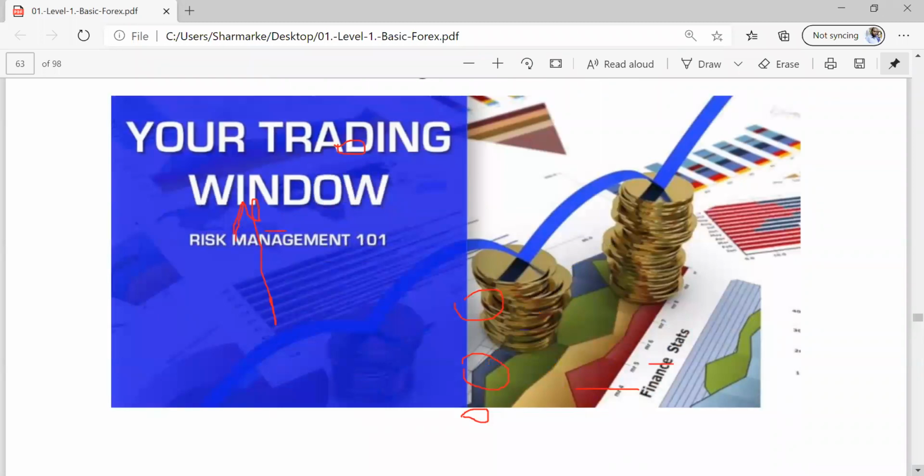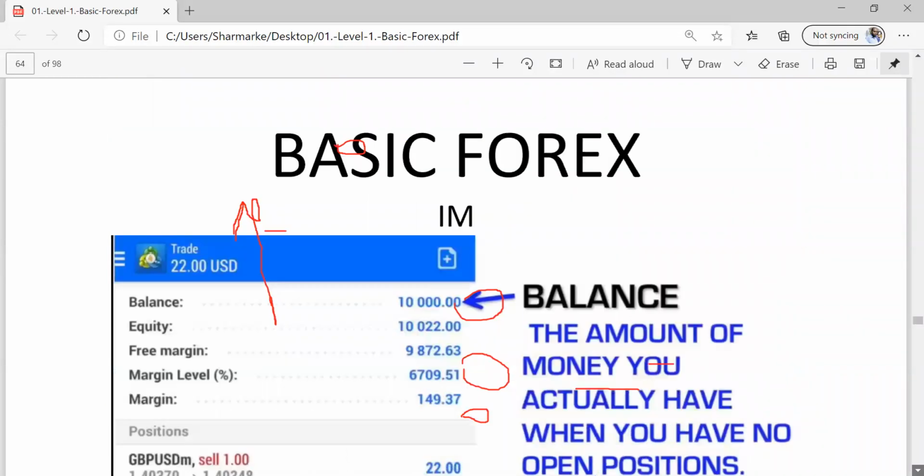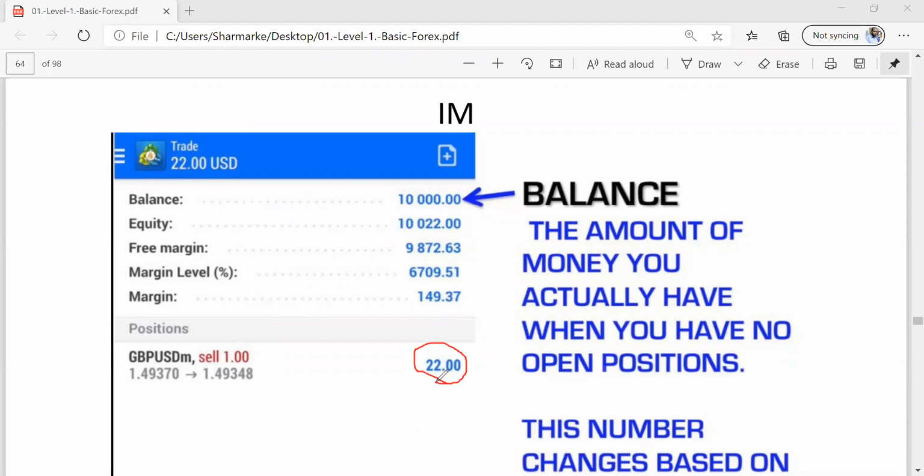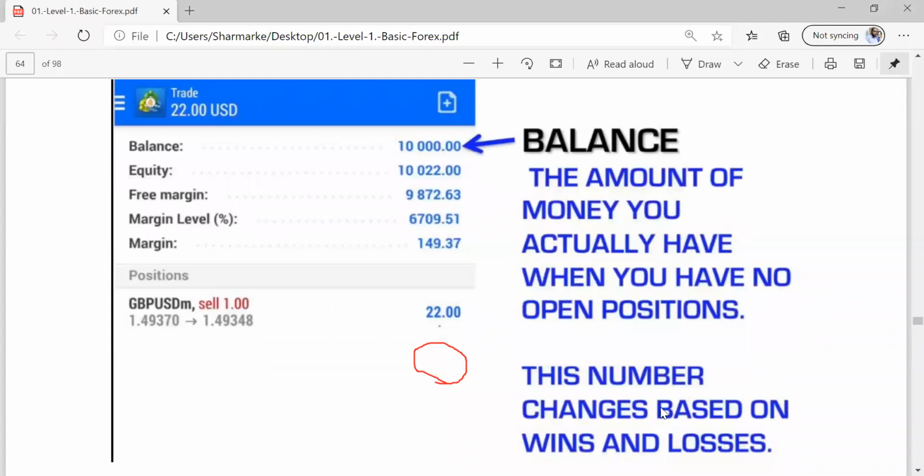Now we are coming to our trading window, and this is a part of the risk management. Here is MT4 Mobile. If you are having a balance of 10,000 and your equity is $10,022, the balance is the amount of money you actually have when you don't have any open position, because here we see an open position, which means you have a sell position of GBP USD, on which you have a $22 profit. So that's the number. Let me just go a little down so you can see what I'm talking about. This number changes based on the wins and the losses.